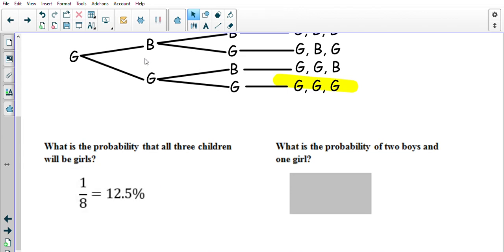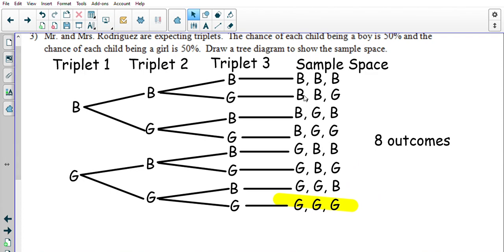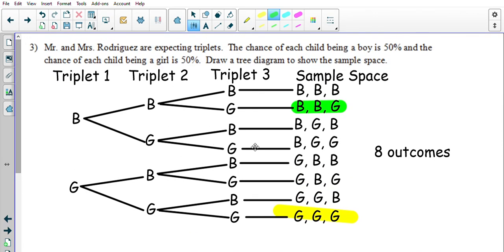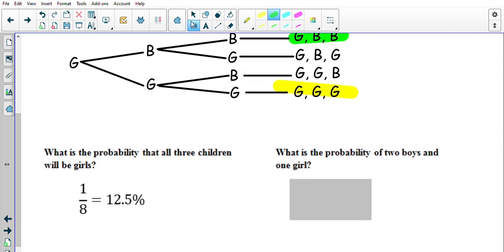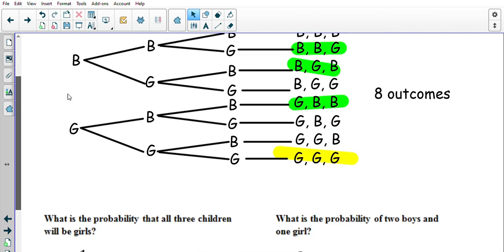Now, the second question is a little bit more interesting. What is the probability of 2 boys and 1 girl? For this, we've got a few outcomes with 2 boys and 1 girl. Let me highlight this in green. So here we've got 2 boys and 1 girl. For this outcome, we have 2 boys and 1 girl. And for this outcome right here, we have 2 boys and 1 girl. So we're looking to see how many of those outcomes we've got 2 boys, 1 girl. Let's just double check and make sure we got them all. So that should be 3 out of the 8 possible outcomes, which is 37.5%. And again, 3 divided by 8 is 0.375, which is 37.5%.